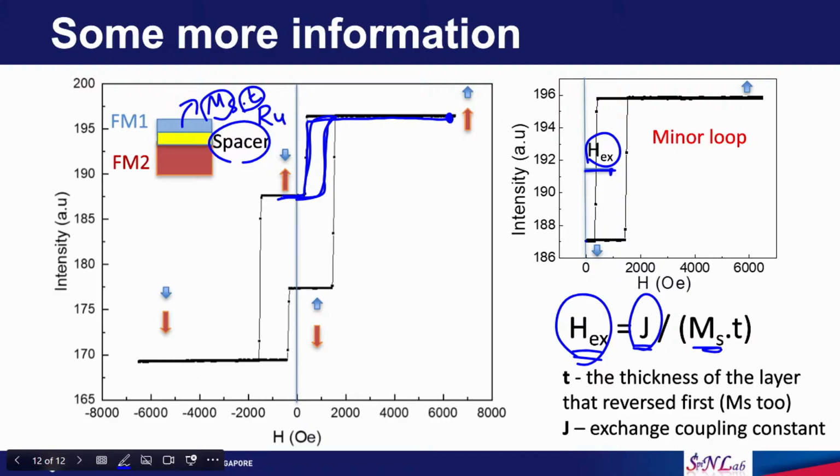So, this is how we calculate how much exchange interaction is produced by spacers like ruthenium or iridium.